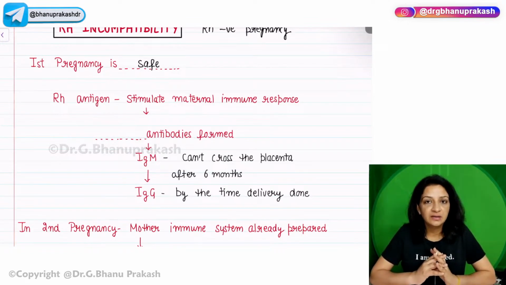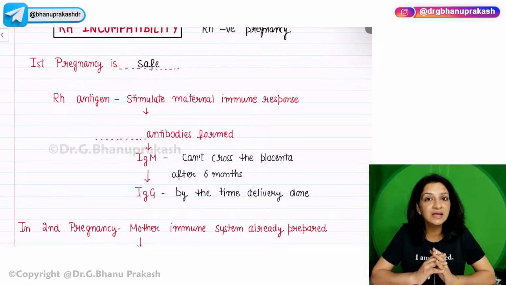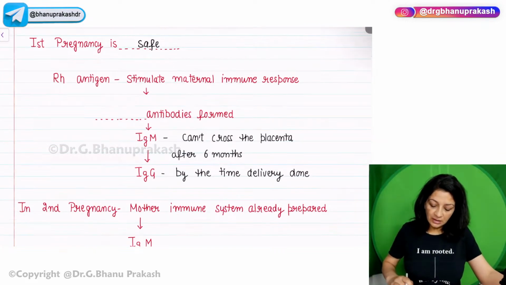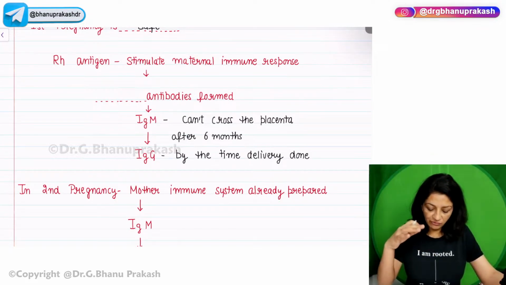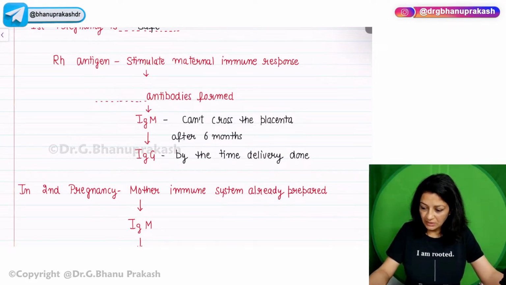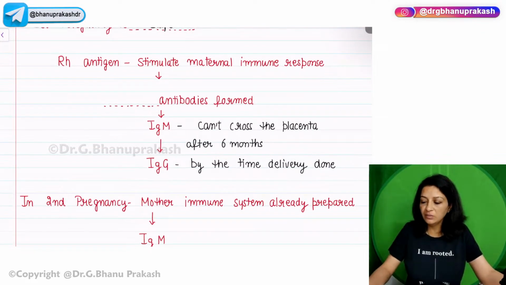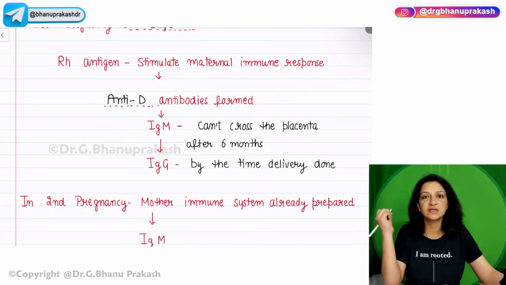So after mixing of blood, मदर की बॉडी में क्या फॉर्मेशन होगा? एंटी बॉडीज, एंटी डी एंटी बॉडीज. सो RH एंटीजन अगर मदर की बॉडी में फीटस का ब्लड मिक्स होता है, देन फॉर्मेशन ऑफ RH एंटीजन which stimulates the maternal immune system. Okay, in first pregnancy. So maternal immune system में क्या होगा? Stimulation हो जाएगा. Then which antibodies will be formed? एंटी डी. मदर की बॉडी में फॉर्मेशन होगा एंटी डी एंटीबॉडीज.